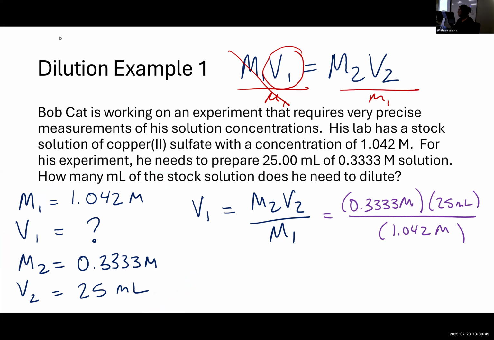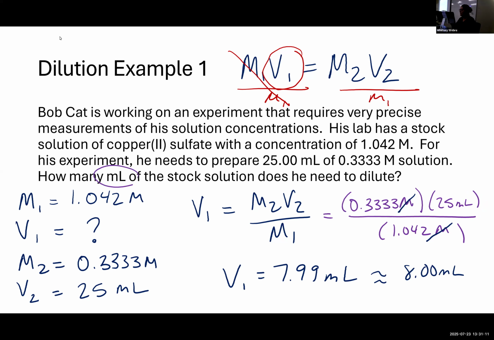This is why it always works out. If my units are the same, they will cancel out when they're on top and bottom. So my answer will be in milliliters. And then plug this into your calculator to make sure you also got the same answer as me.